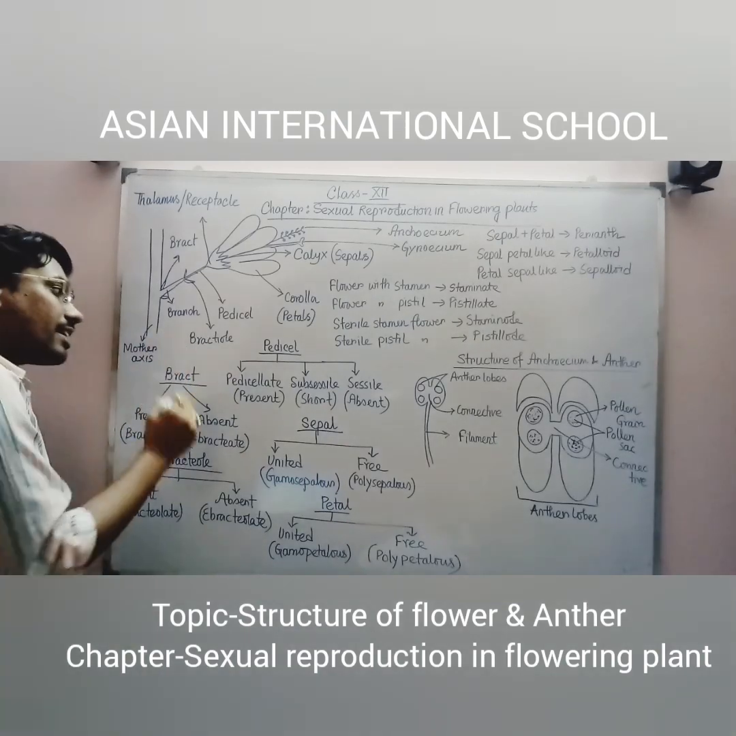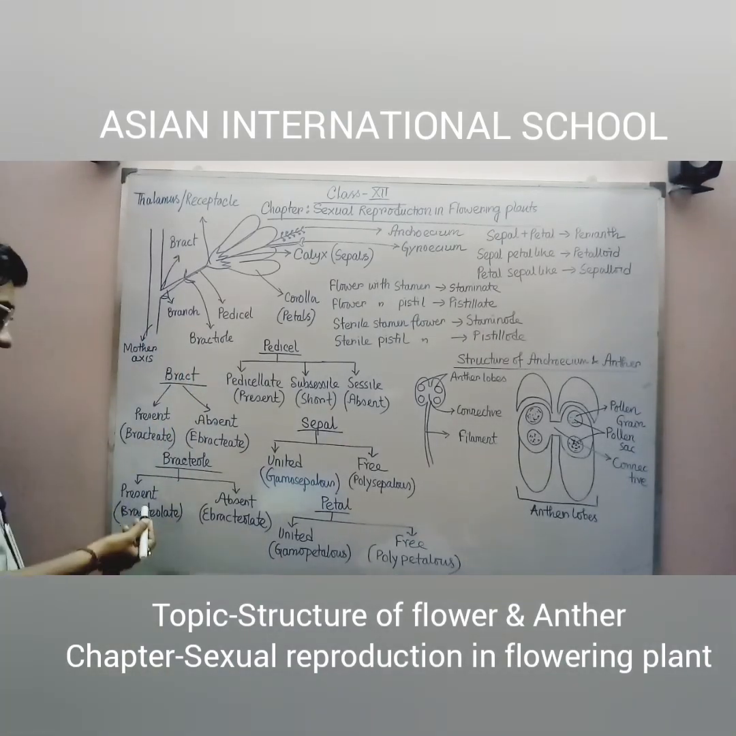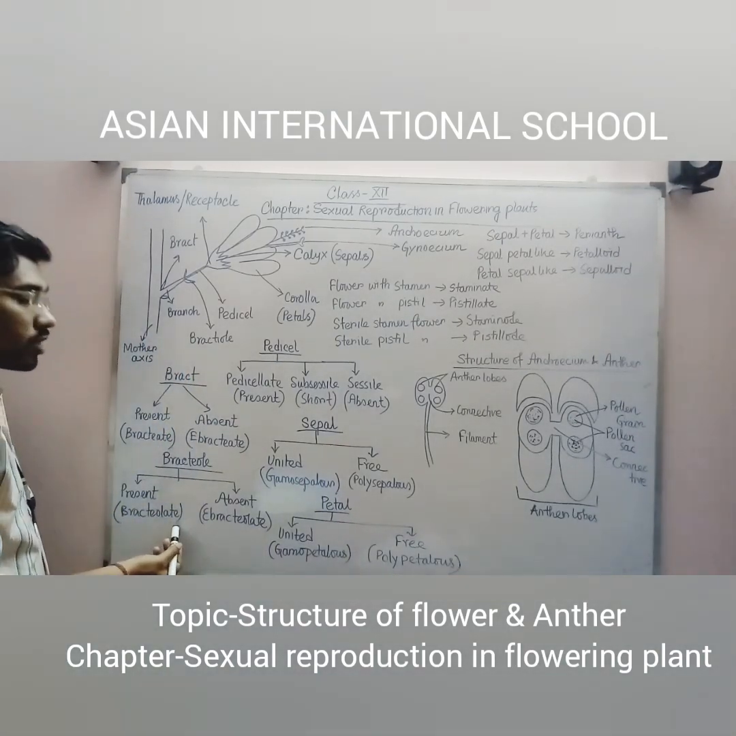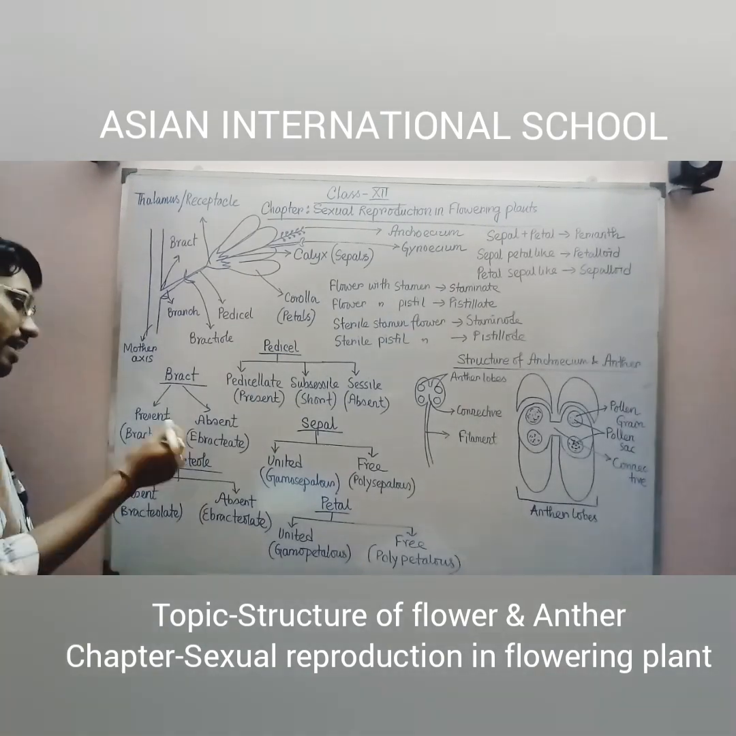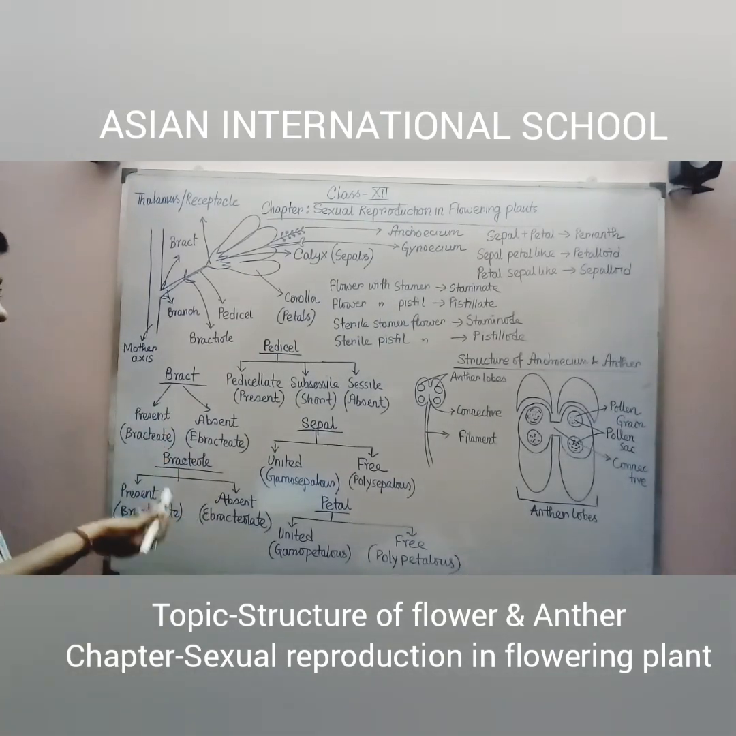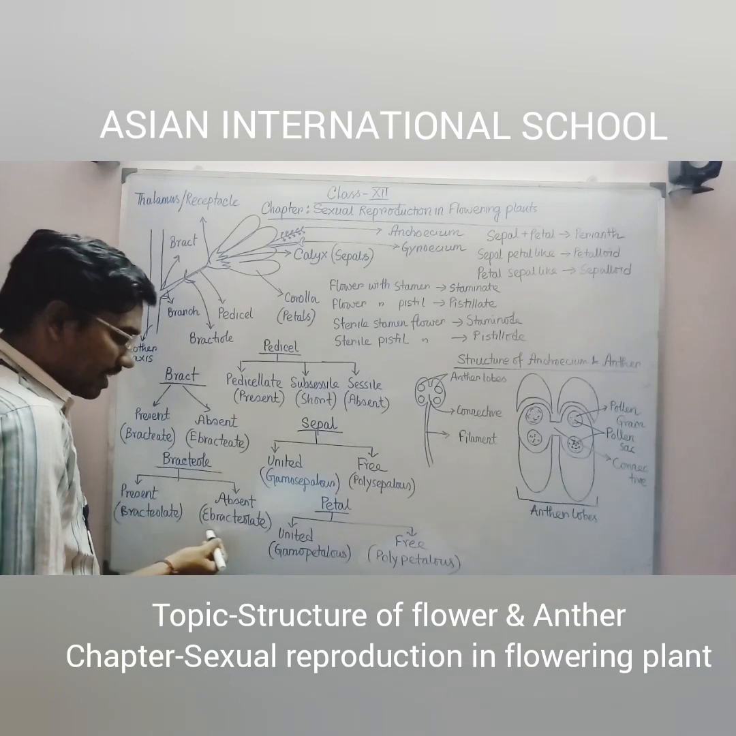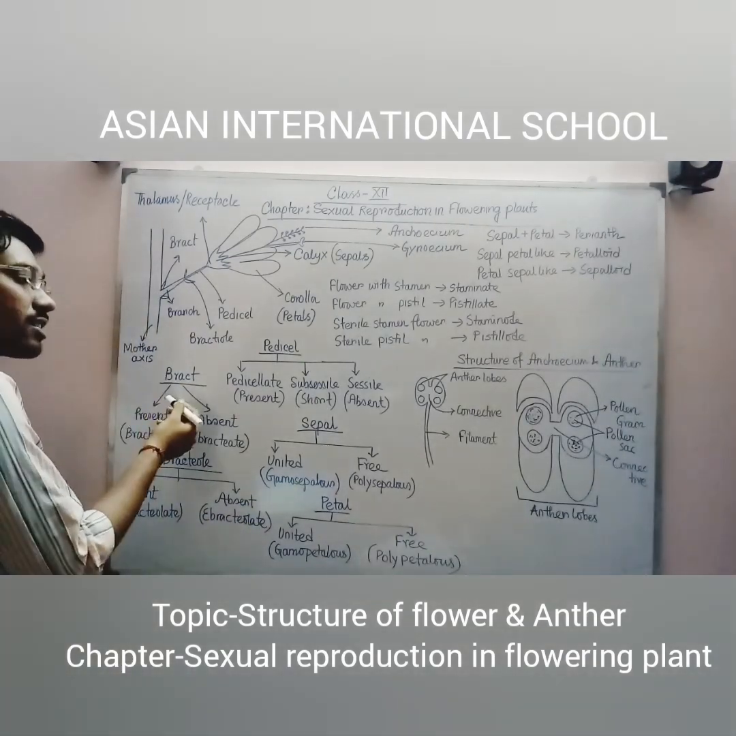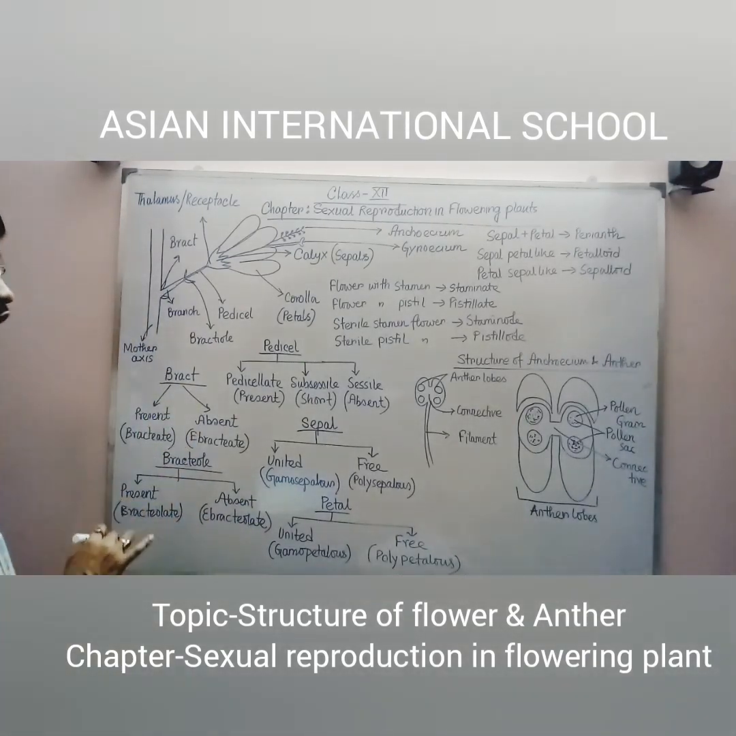Based on bracteole also, if it is present in any flower, that flower is commonly known as a bracteolate flower, and if it is absent in any flower, then it is known as an ebracteolate flower. Like the bract, you can remember the bracteole.